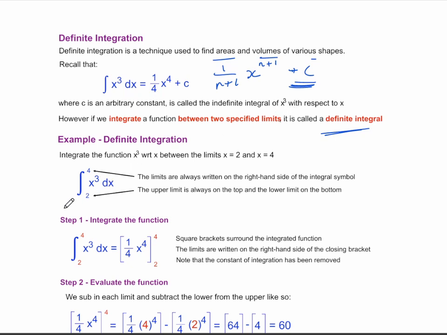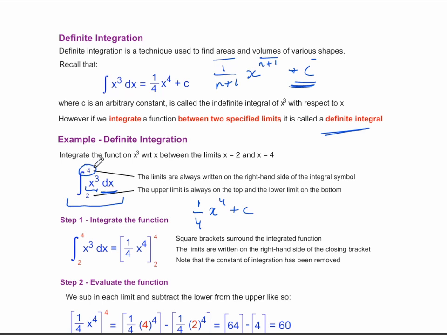Now, in order to do something like this, where you want to integrate with limits, you have your upper limit and your lower limit. What you will do firstly is integrate it normally, as you would. This will just become 1 over 4 x power 4 plus c. Then what you want to do is apply these limits. So these are values of x's, because this has been integrated with respect to x. If this would have been integrated with respect to y, then you would have y values for your limits. But since it's x, we have x values.